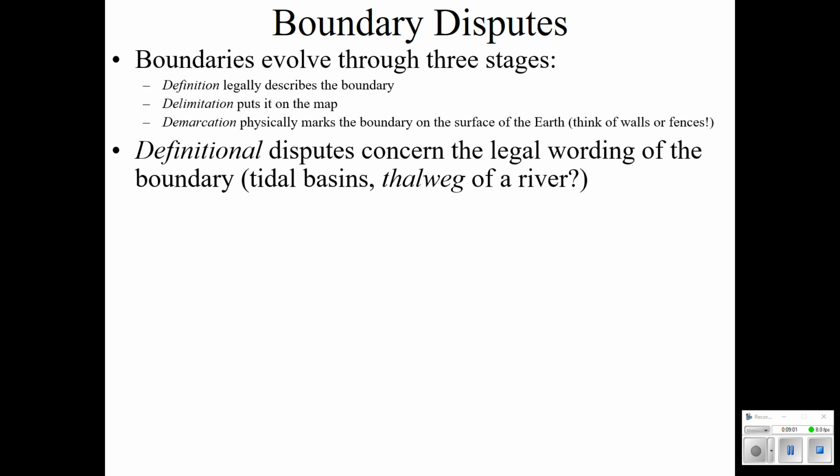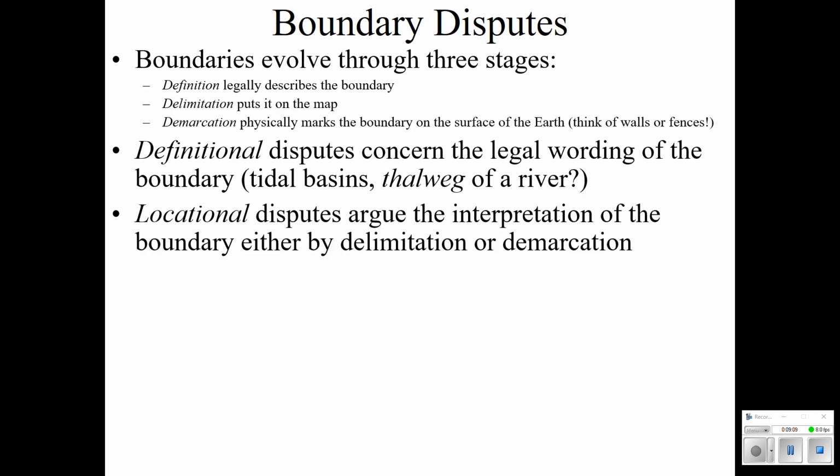And by the way, that wasn't the Mississippi River. Sorry, that was the Missouri River, where Omaha has that little neighborhood called Carter Lake. Locational disputes, they say, well, yeah, we know where the boundary is supposed to be, but this is not really where the boundary is. So then they go out and they say, well, this is the spot. And locational disputes can sometimes cause conflict over land as well.